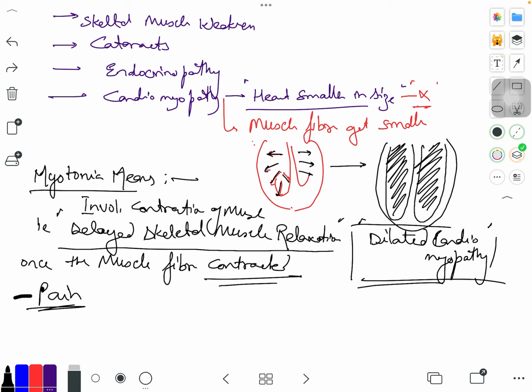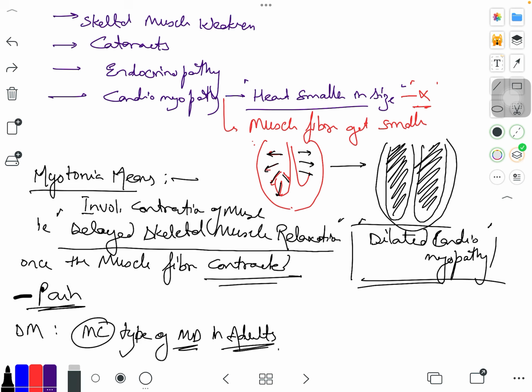Also remember that myotonic dystrophy is one of the most common types of muscular dystrophies in adults, because it is progressive in nature. Till adulthood, the only people who still live are those with myotonic dystrophy. However, death will be due to some other reason.